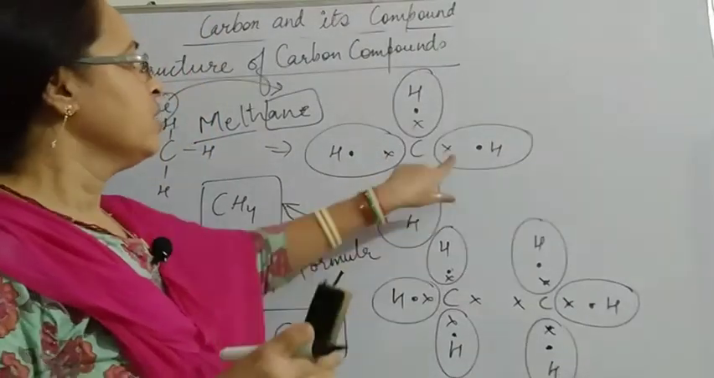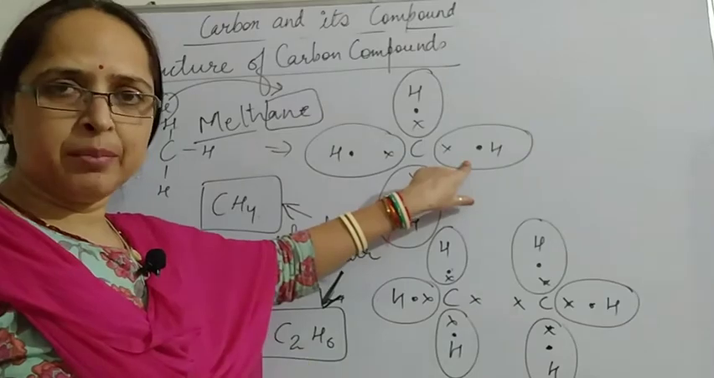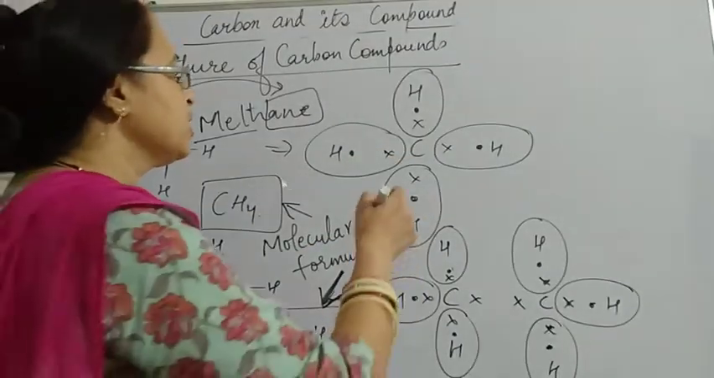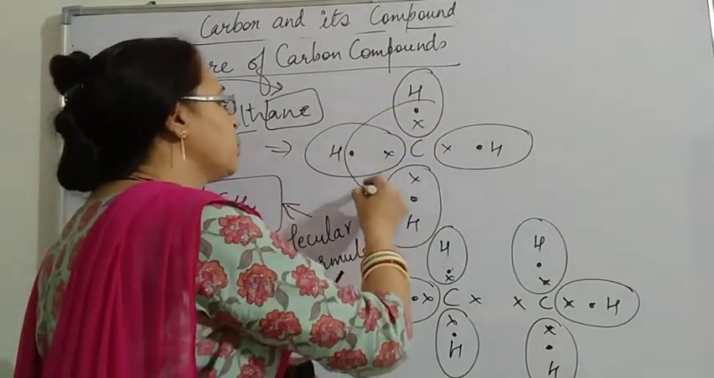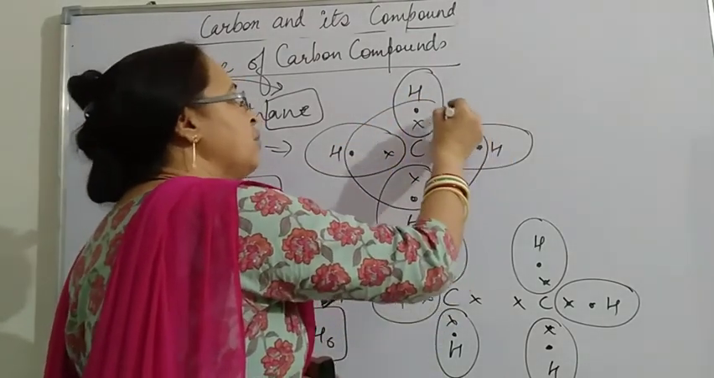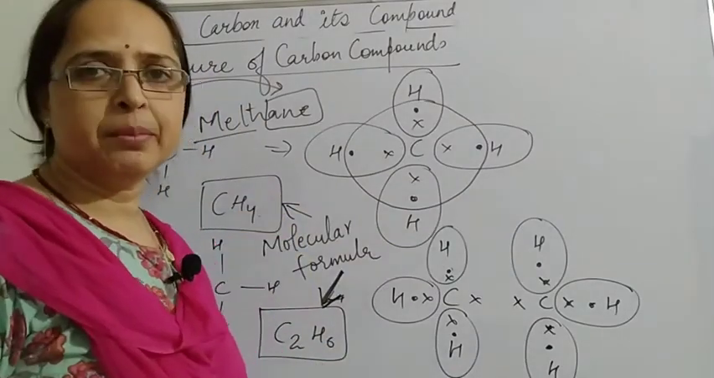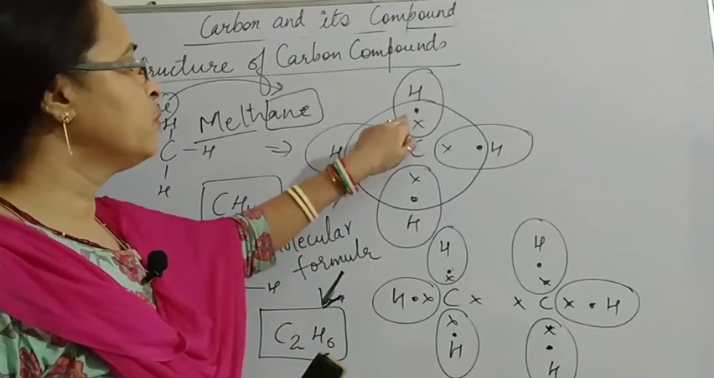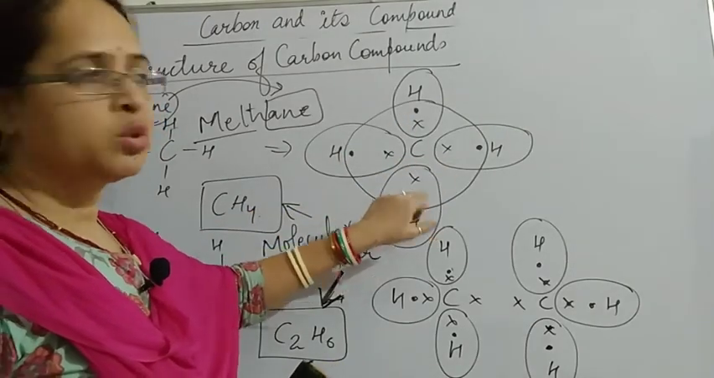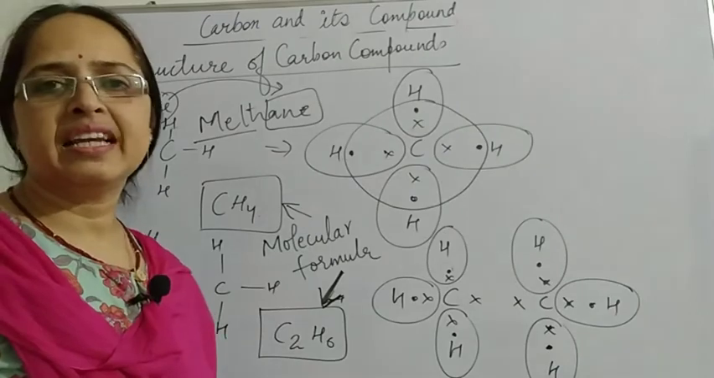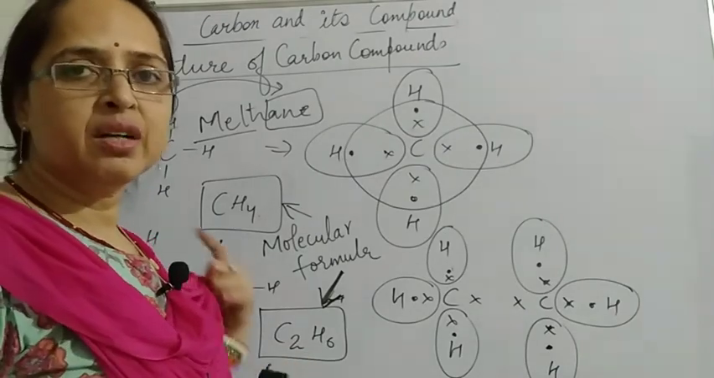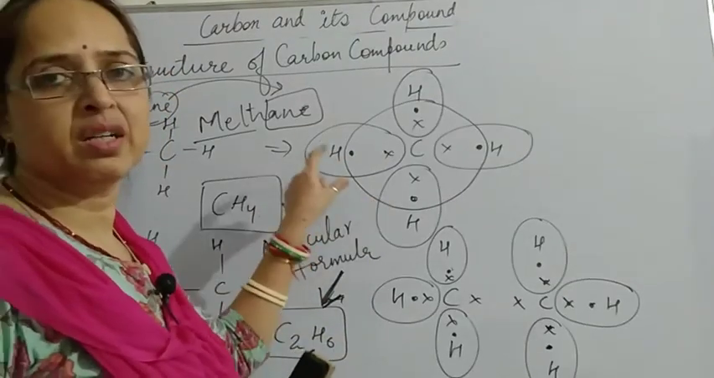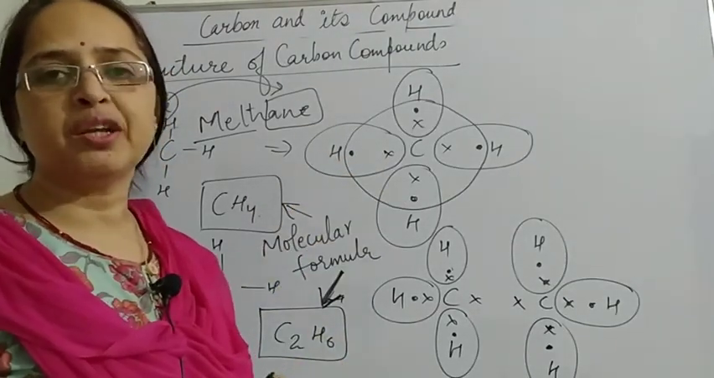In this way, the first shell of hydrogen is completed by sharing one electron. And the carbon also completes its octet by sharing the electrons of these 4 hydrogens. You can see over here 2, 4, 6 and 8. So this structure is called the electron dot structure, and here we can easily and conveniently understand the covalent bonding, or the sharing of the electrons.